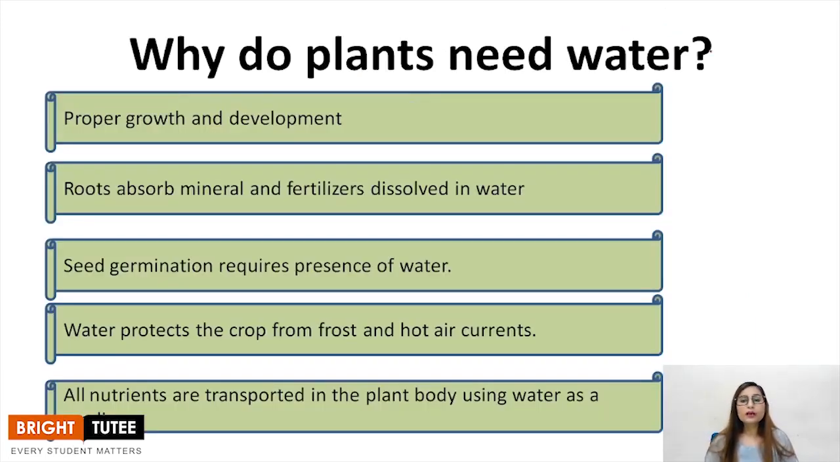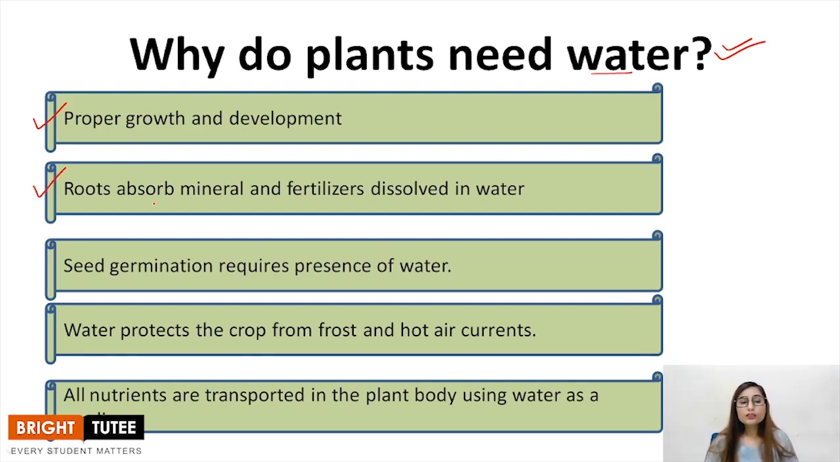Now students, why do plants need water? We need to understand the requirement of water, that is, why do we water plants at different intervals? Let us see. First reason is proper growth and development. If water is not provided in good amount to plants, then they do not grow properly, their development is not proper. So for proper growth and development, water is necessary.